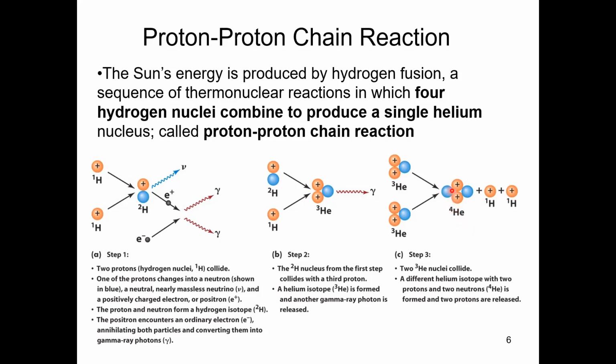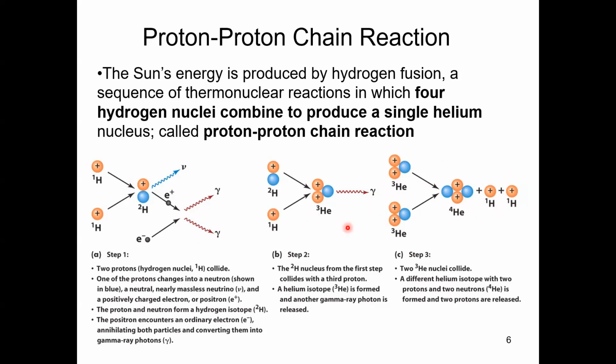And this third phase of the nuclear fusion reaction gives out two hydrogen nuclei, H1. In this stage, there's no energy output. Energy is given out in the first two stages.